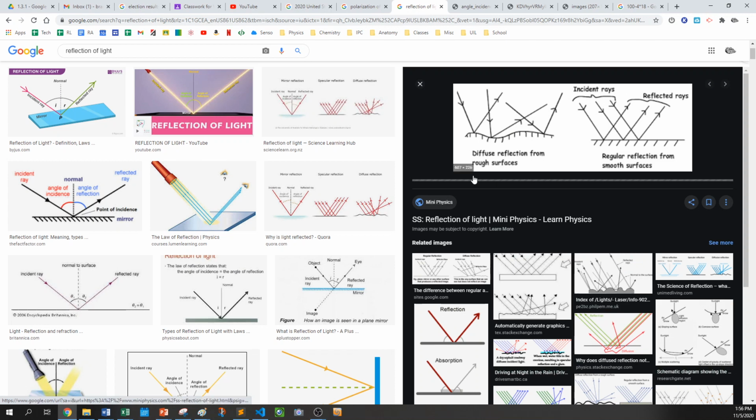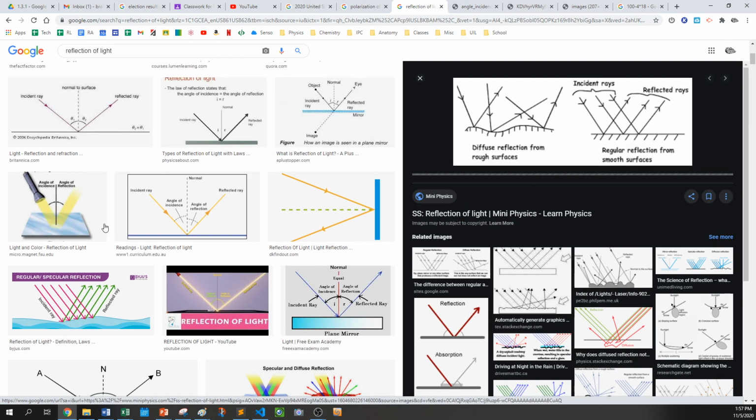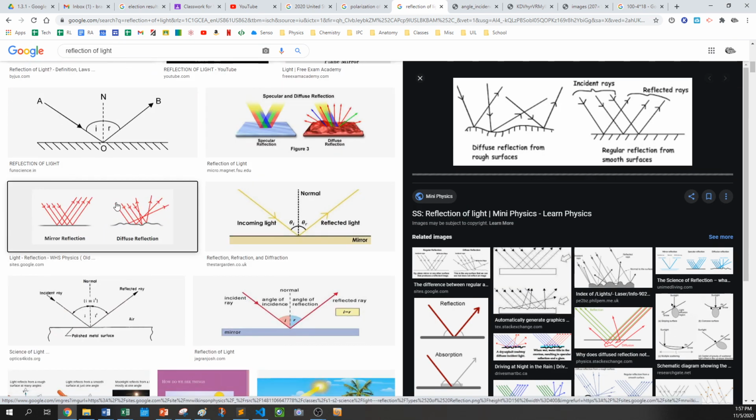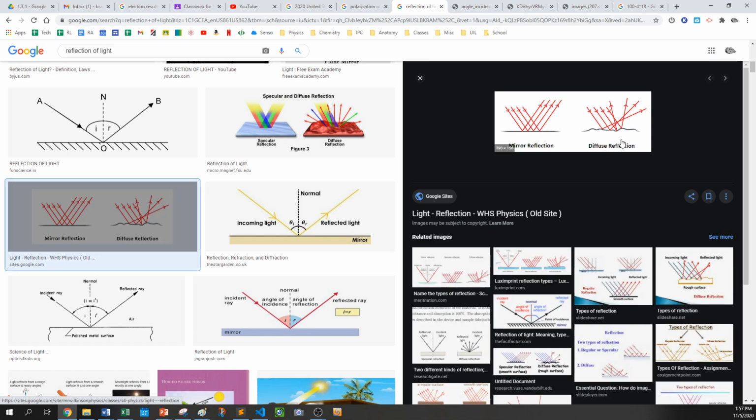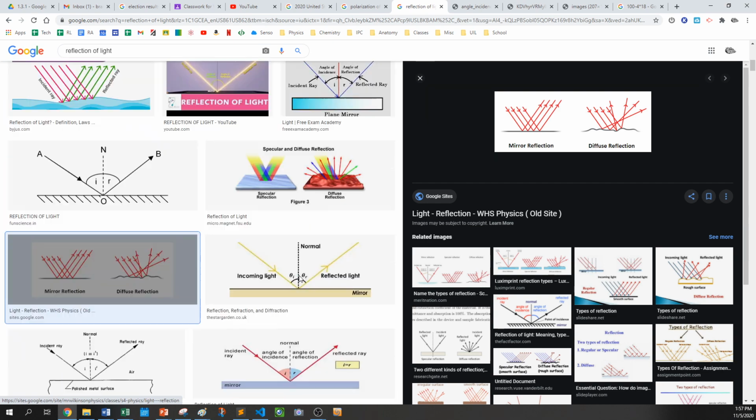Again, diffuse reflection is for rough surfaces. You see that they all come scattered in. Regular reflection comes when you have a true surface, or a smooth surface. So diffuse reflection makes it scatter in random directions because it's unsmooth.